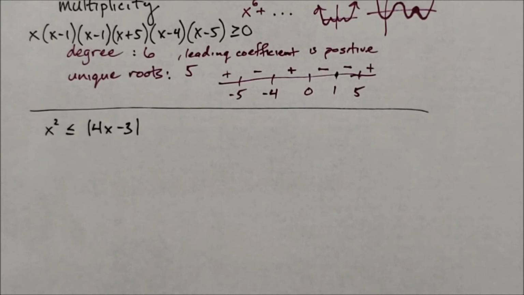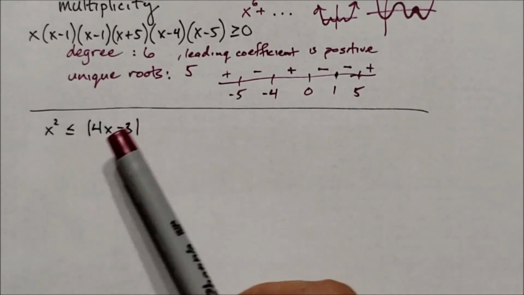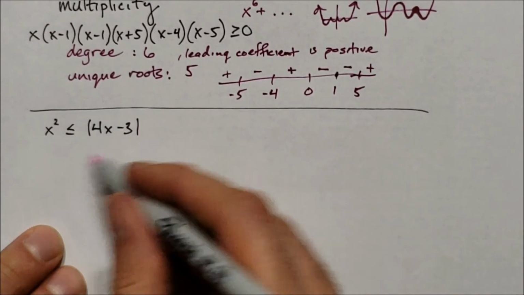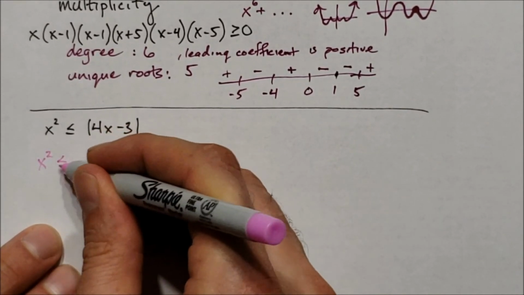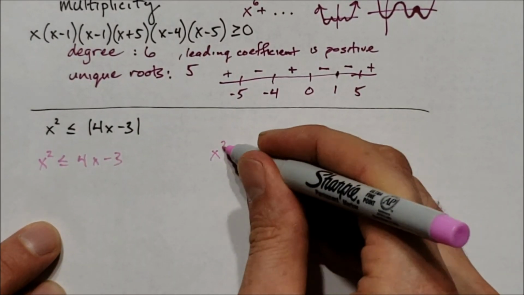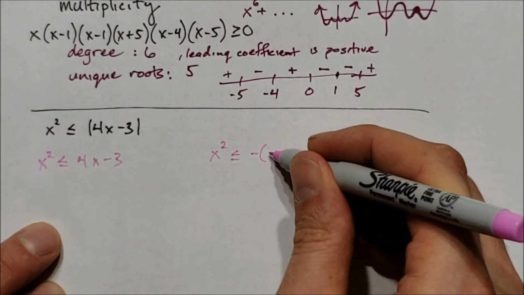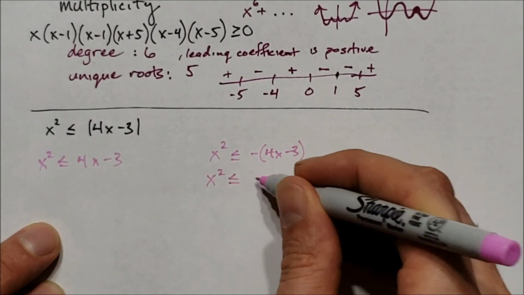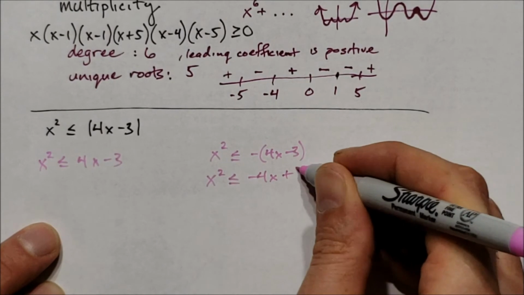All right, let's take a look at our last problem. Again, we have to make sure that the absolute value symbol is separate from the rest of it, and it is right now, so we can break this up into two problems. X squared less than or equal to 4x minus 3, and x squared less than or equal to the opposite of 4x minus 3. We'll go ahead and distribute that to negative 4x plus 3.